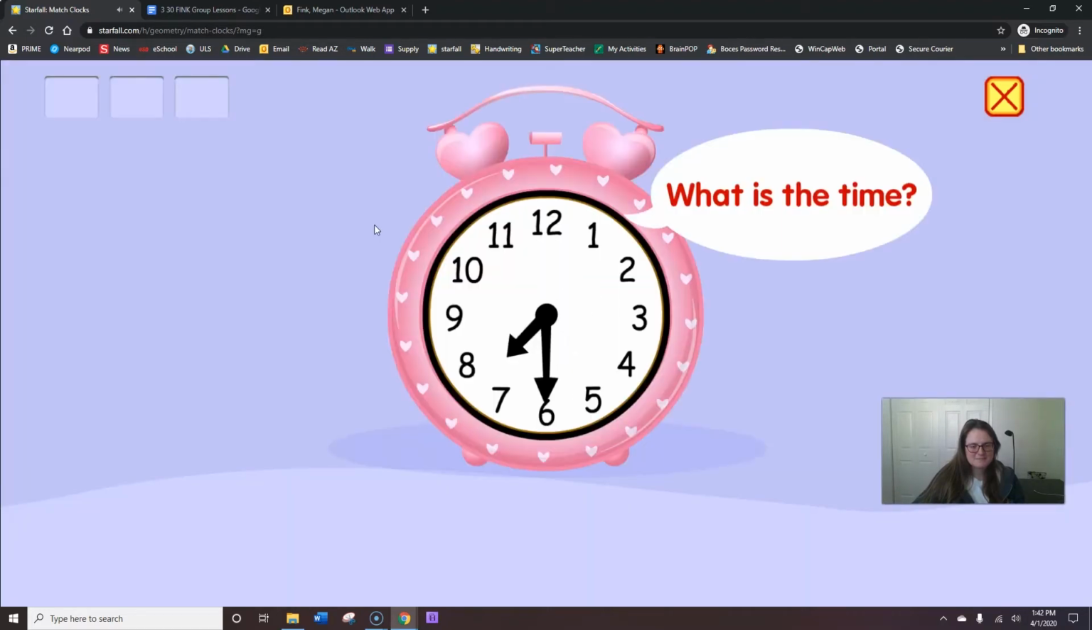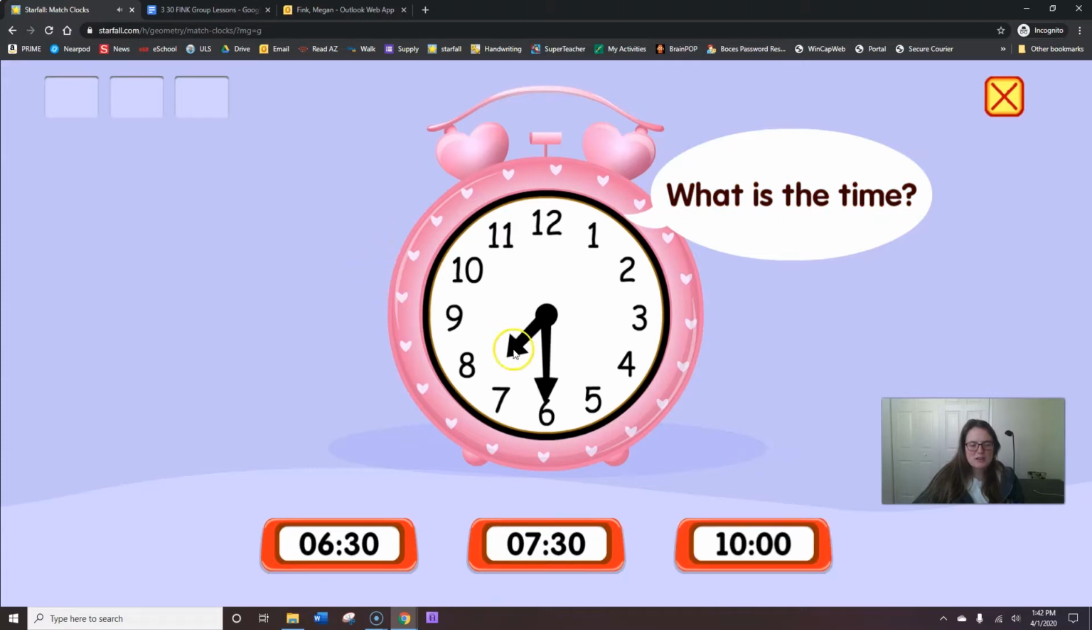What is the time? Okay, so we need to start with the little hand first. The little hand is between the 7 and the 8. I like to think of the hands having to move from one number to another to get to the end of the finish line. So it started, but it did not get to 8 yet. So it's not 8 o'clock, it's 7 something.